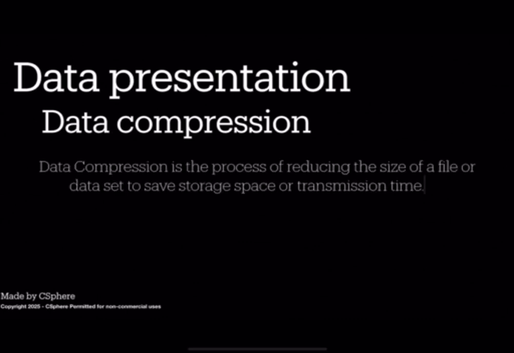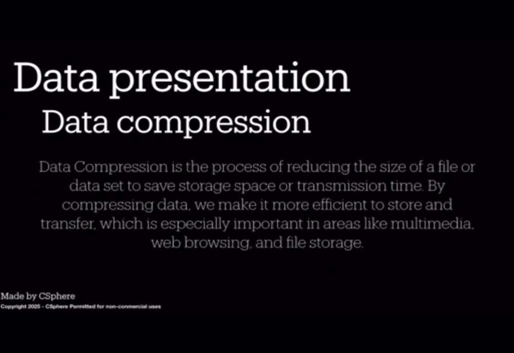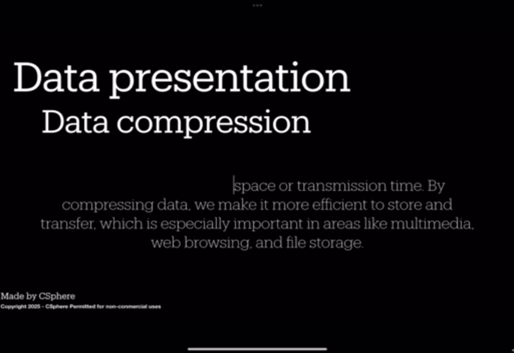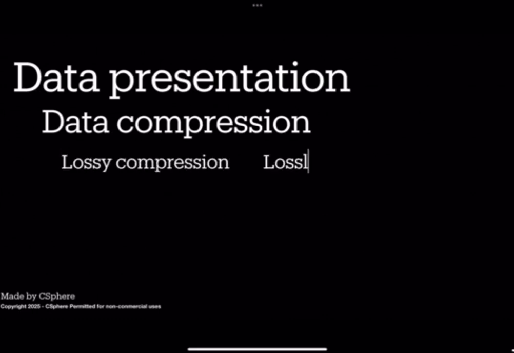And here we come to data compression, which is the process of reducing the size of a file or dataset to save storage space or transmission time. By compressing data, we make it more efficient to store and transfer, which is especially important in areas like multimedia, web browsing, and file storage. Here we have 2 different kinds of compression: lossy compression and lossless compression.